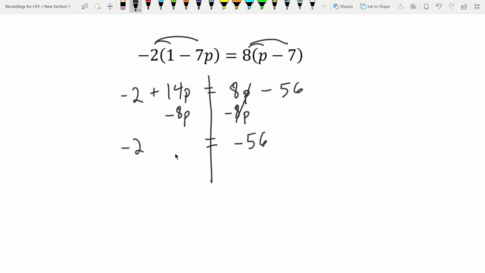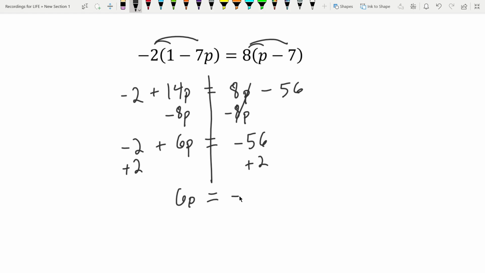-2 is still there. That hasn't changed. 14 minus 8 is going to be 6P. Now I can get P by itself. I have one occurrence, so now I can do that. I can get rid of the constant term here, just the number by itself. Always do that one first, and then take care of the addition or the multiplication or division.